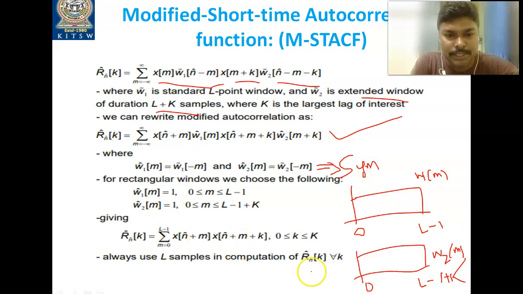Now this gives us Rn cap of k equals the summation of x of n plus m into x of n plus m plus k, which is the modified autocorrelation function that I will be having. We always use L samples in the computation of Rn cap of k, for all k. You should distinguish the value of k here. This is k, and we are taking the samples accordingly, based on how we take the value of the window.